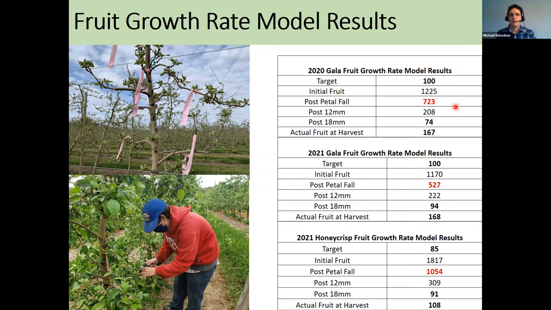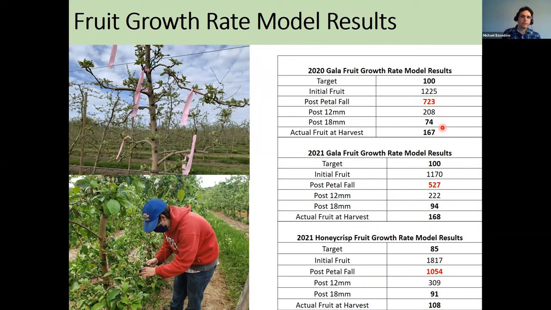Following that post-petal fall application, the model was predicting that we had 723 left. So that tells us that thinning with ATS alone was not doing the full thinning job that we needed. So we put on those additional applications. And by the end of thinning, the model was predicting that we had about 74 fruit per tree. And at harvest, we actually had about 167 fruit per tree.